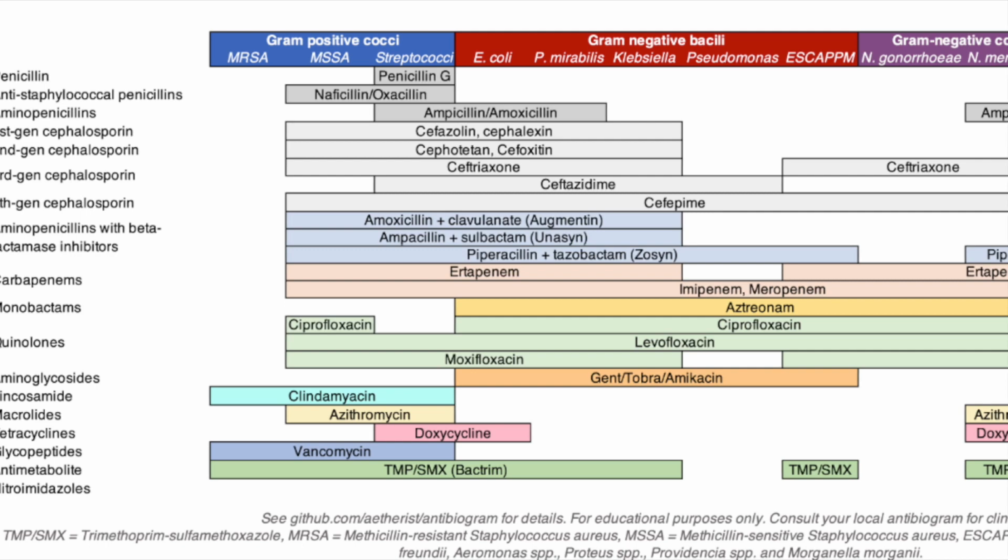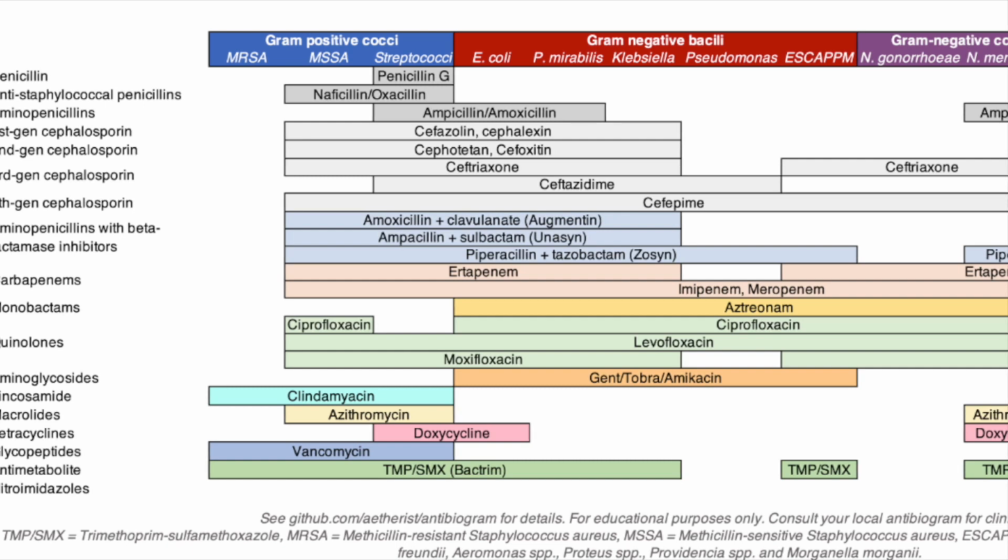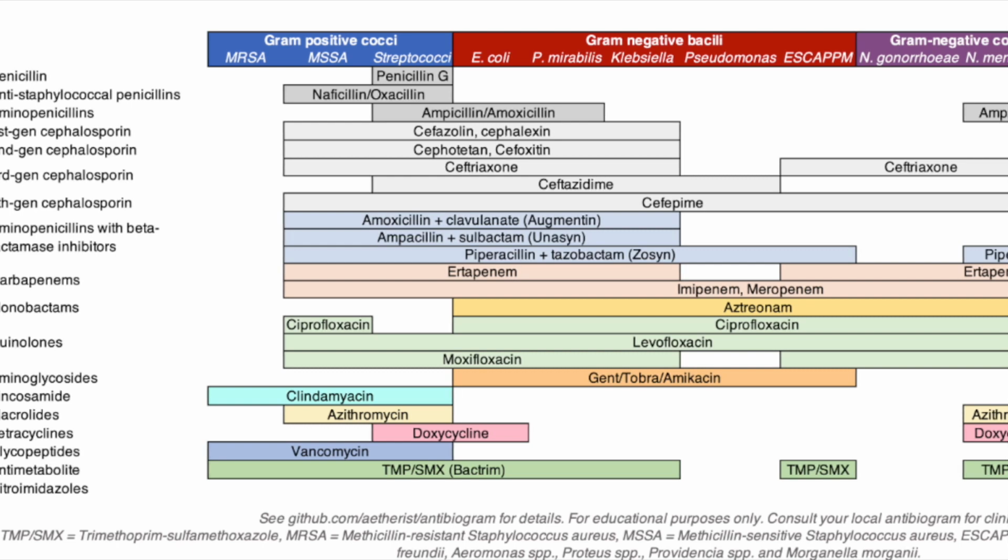Itraconazole may be used for blastomycosis, coccidioidomycosis, histoplasmosis, sporothrix, and clotrimazole and miconazole for topical fungal infection, voriconazole for aspergillosis and some candida, and isavuconazole for serious aspergillus and mucor infection.